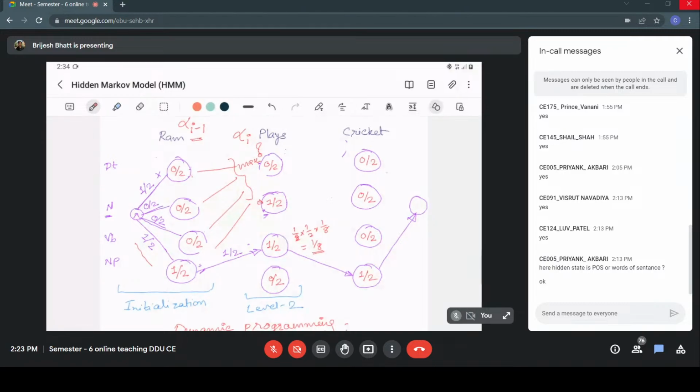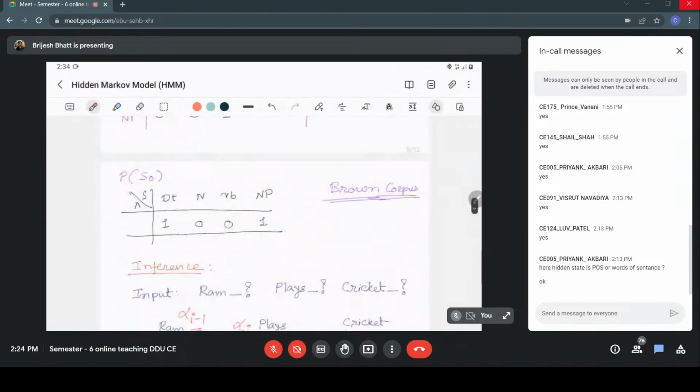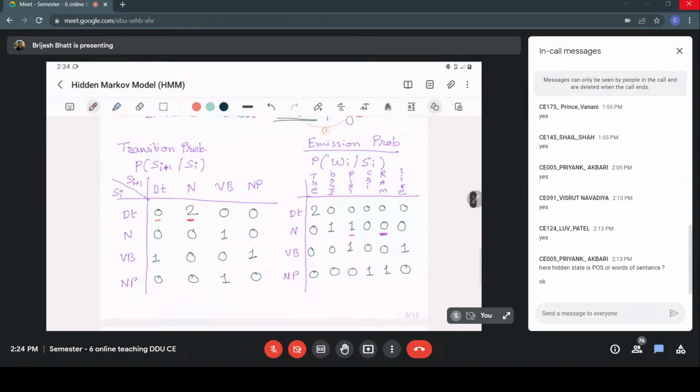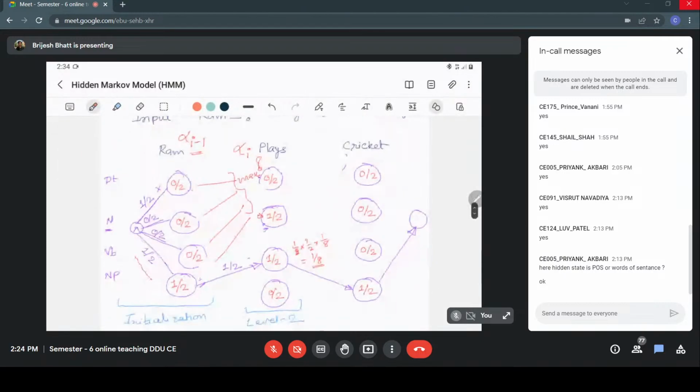So the input sequence is Ram plays cricket, and you want to decide the part of speech for Ram, plays, and cricket. And how many labels do we have in our corpus? DT, N, VB, and NP. Four labels, and one null label. So we say that the first label is always null by default. And for the first word Ram, we have four choices of label: determiner, noun, verb, and proper noun. So these are four states.